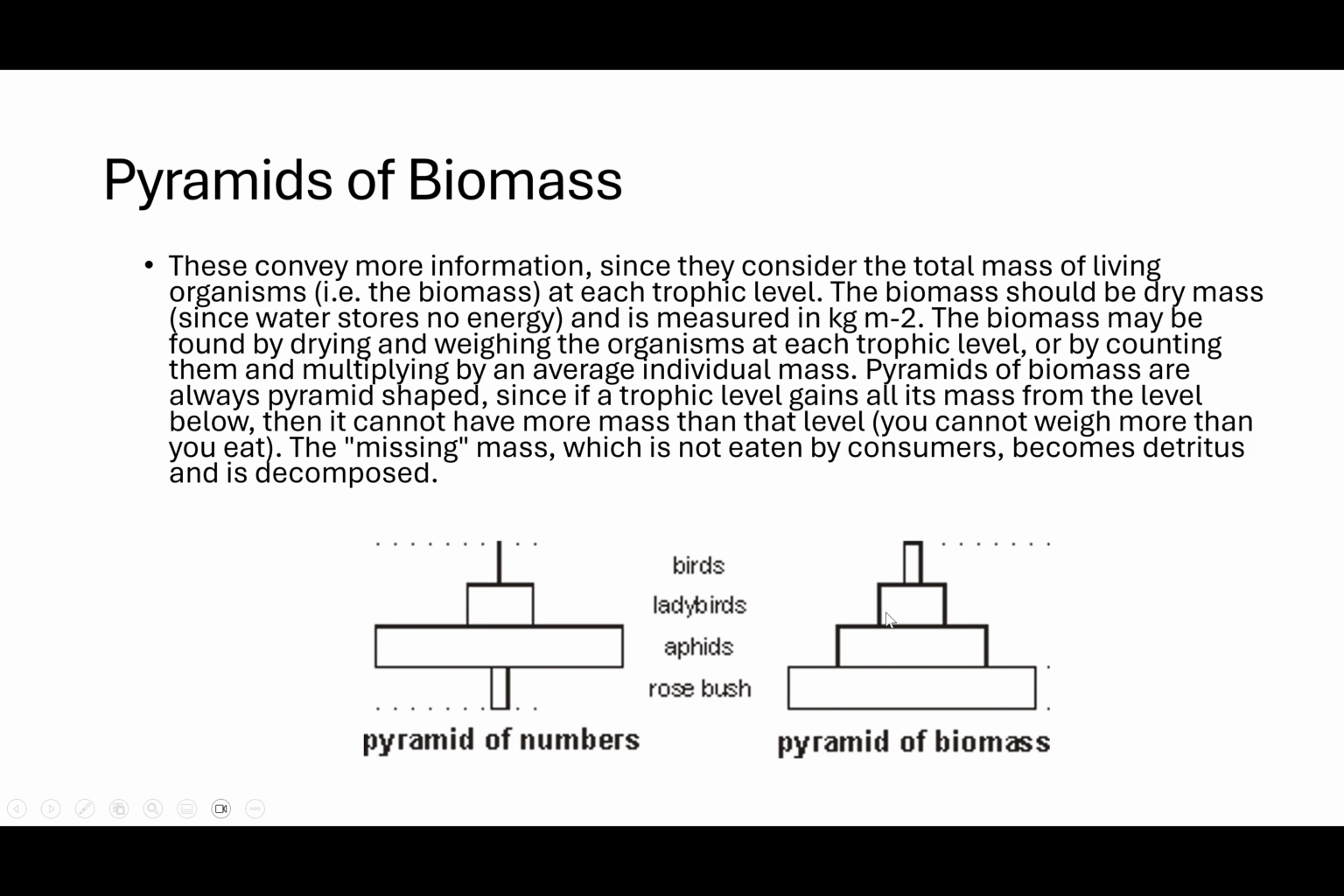For the rosebush versus the aphids now, the rosebush itself will always have a higher mass than the collective amount of aphids that live on the rosebush. We're looking at the masses.